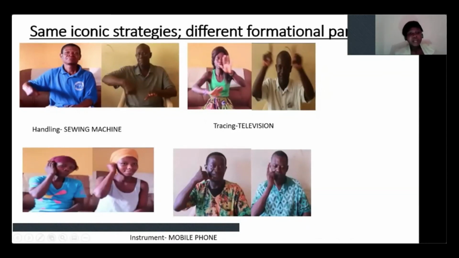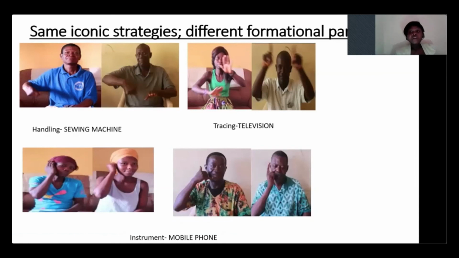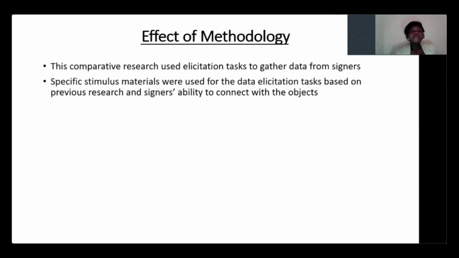Mobile phone, these 2 are Adam signers. One uses what we call the B hand shape. The other uses the A hand shape. Of the Ghanaian signers, one uses the Y hand shape. One uses the G hand shape. These 4 different variants all use the instrument strategy. So the iconic strategy is the same, but the formational parameters are different.